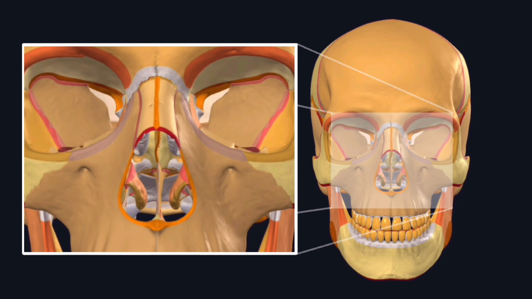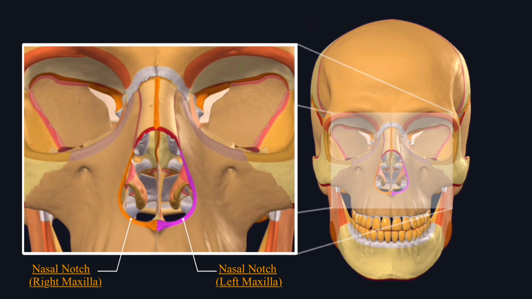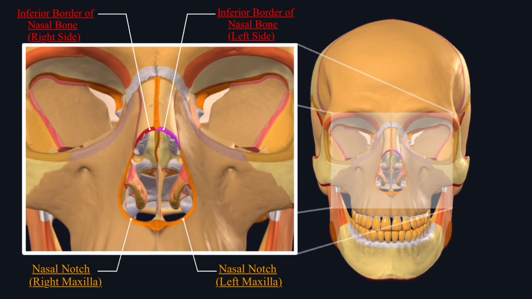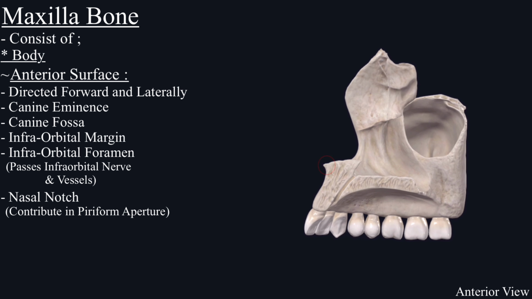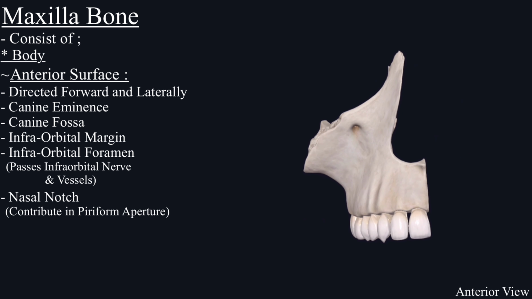The margins of the piriform aperture are inferolaterally formed by the nasal notch of both the right and the left maxilla bones, and superiorly by the inferior borders of the right and left nasal bones. Below and anteriorly, at the line of joining of the two maxilla bones, it forms a sharp bony prominence. This sharp bony prominence, which you can clearly appreciate in the lateral view, is known as the anterior nasal spine.